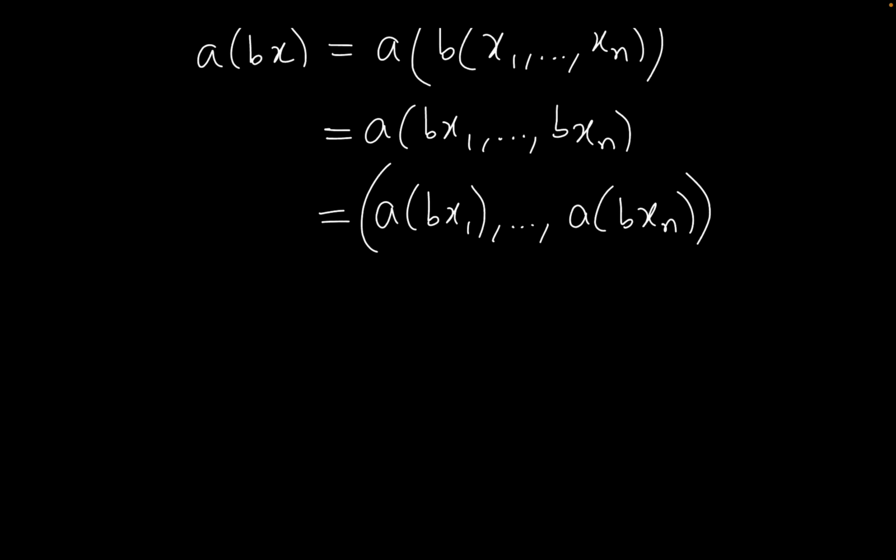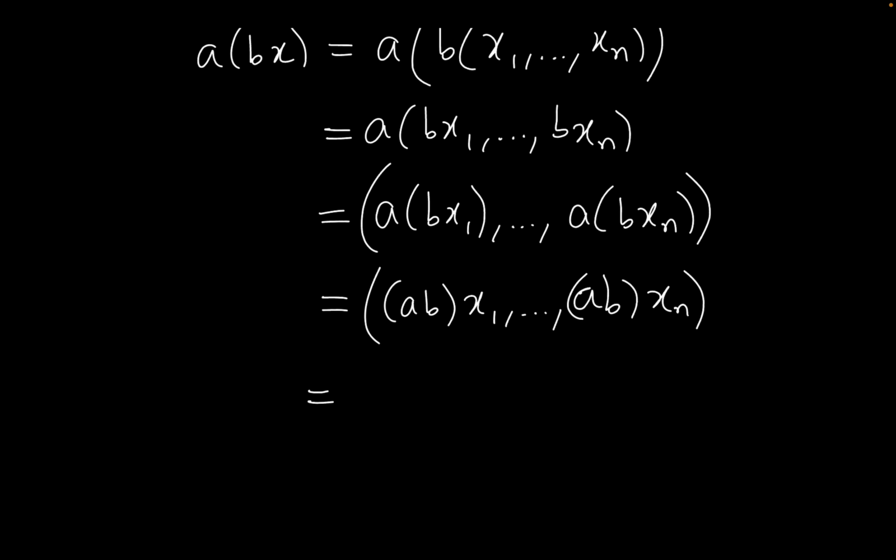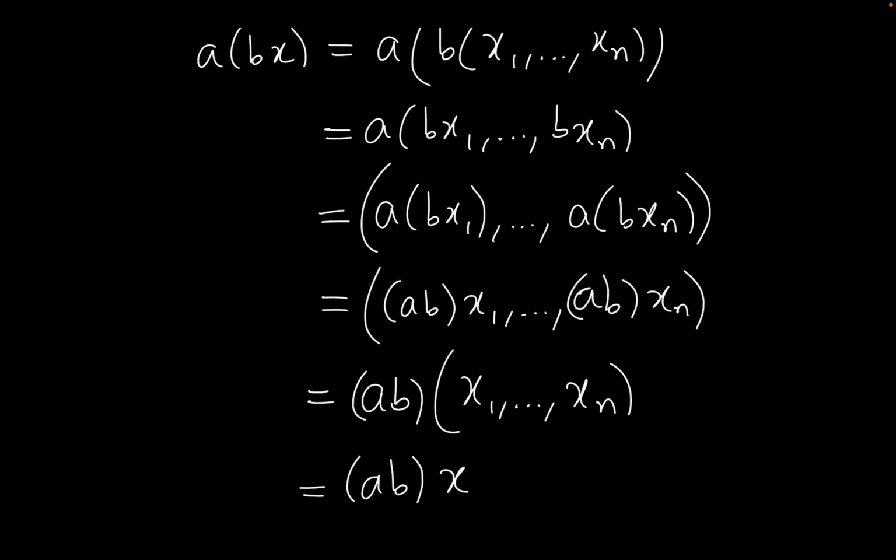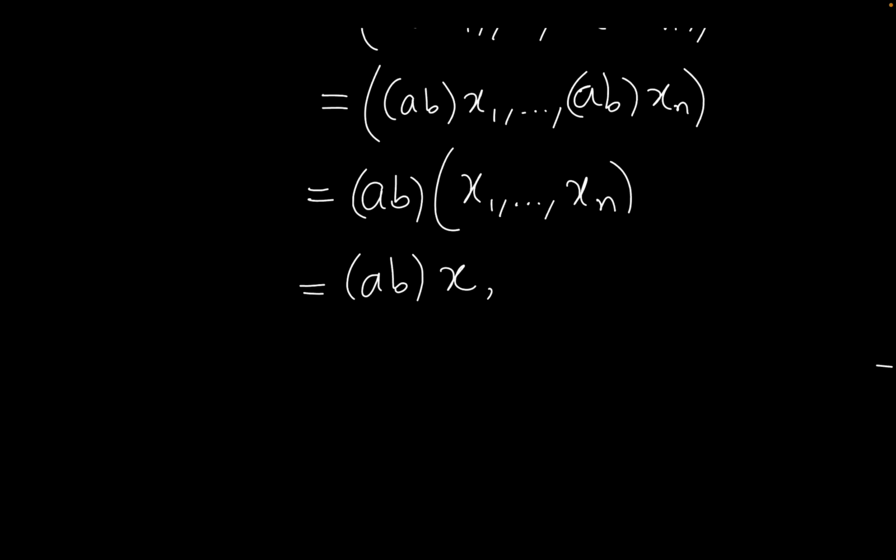So x1 through xn are scalars, and a and b are obviously scalars. So all of this makes sense. Because they are scalars, we can use associativity of multiplication on a field, and we get this thing. We can change the order of multiplication, and you can probably see where I'm going with this. And we can now take out the ab quite nicely. We can say that this is equal to the scalar ab times the list x1 through xn, which is really equal to ab times x.